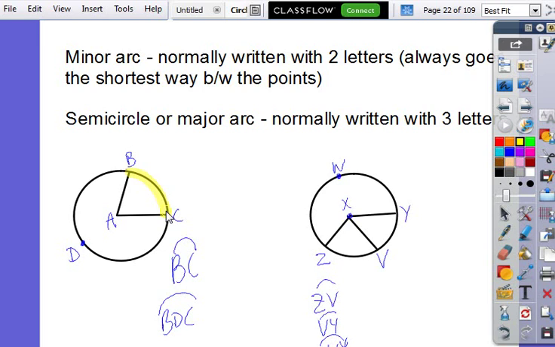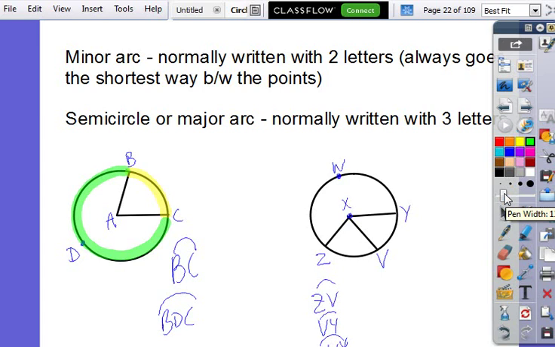BDC, on the other hand, if it gives you three letters, that's almost always going to be a semicircle or a major arc. It doesn't have to be, but most of the time it is. So for arc BDC, I start at B, I hit D, and then I finish at C. Does that make sense? Follow the letters when you're talking about the arcs. If I go to the second one over here, ZV is this little one at the bottom. VY is that little one right next to it.